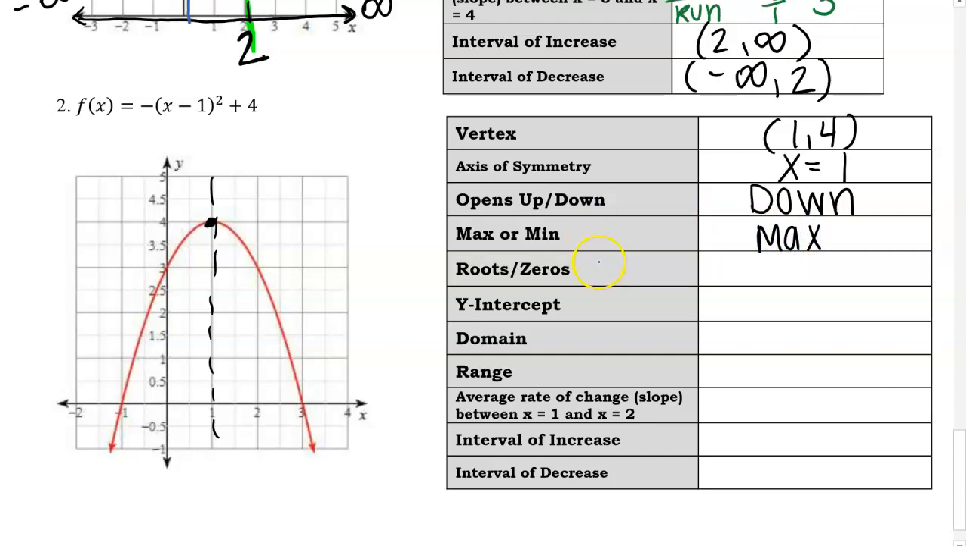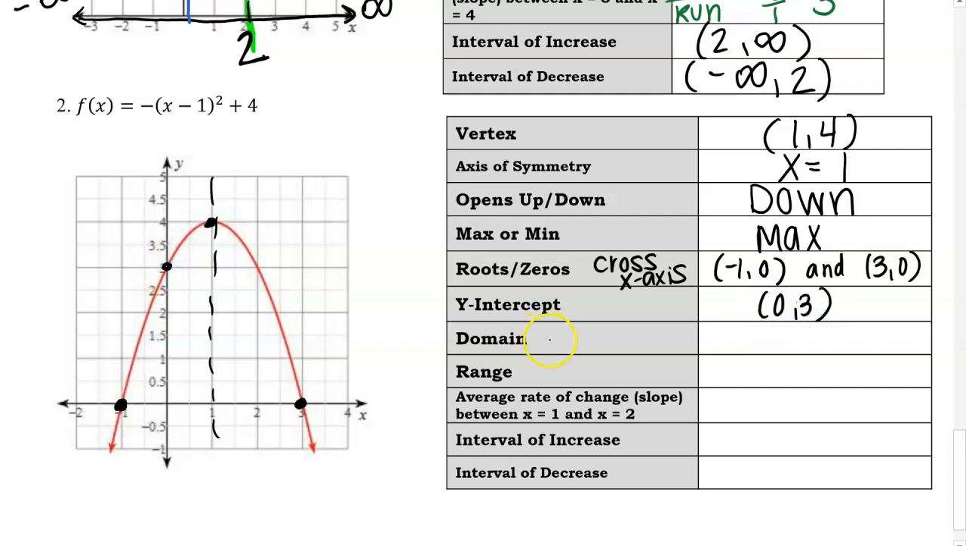Its roots or zeros, remember, this is where we want to look for the graph to cross the x-axis, which we can see it does nicely at -1 and 3. So I'm going to write those as ordered pairs, (-1, 0) and (3, 0). This parabola has 2 roots or 2 zeros. The y-intercept is where the graph crosses the y-axis. That's at (0, 3).